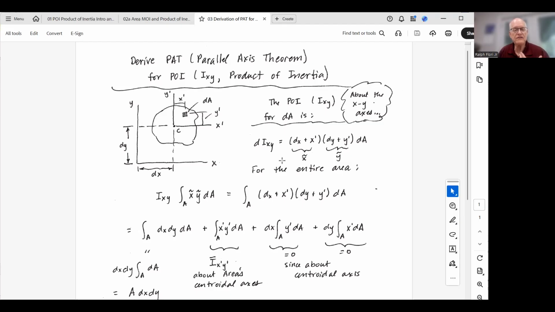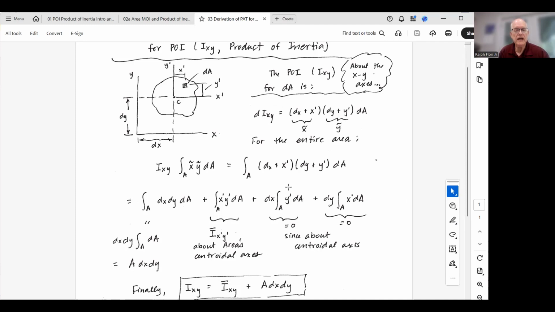And if we integrate this over the entire area, then we have the integral of these terms. If we expand these terms out, we have a dx times dy dA. We have an x prime times y prime dA. We have a dx times y prime dA. And we have a dy times x prime dA.